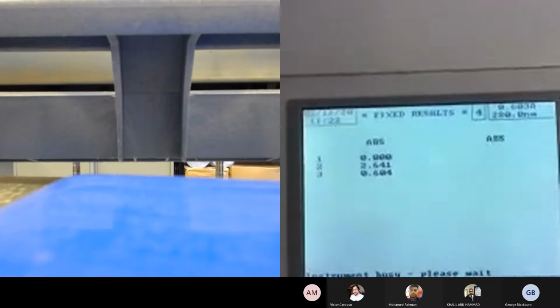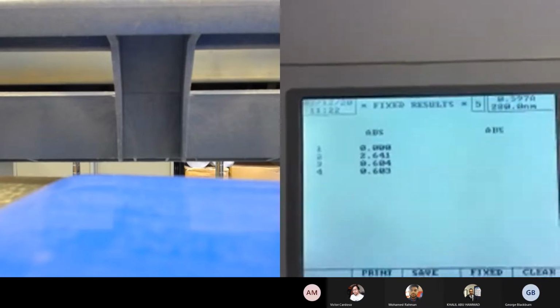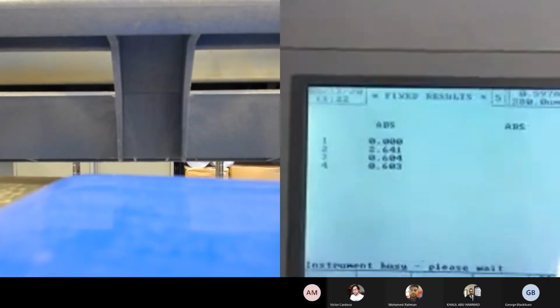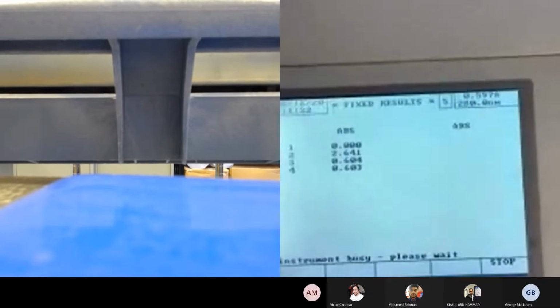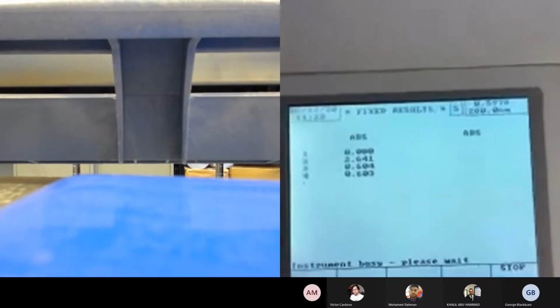It's just doing the next one, 603. That's pretty good. So we see they're pretty close together, so hopefully that means there's not any issues.